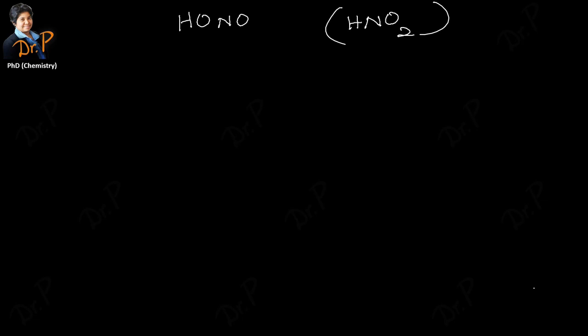First of all, calculate the total number of valence electrons. Nitrogen, 5 valence electrons. Oxygen, 6 valence electrons. You have 2 of them, so that's going to be 12, and then you have a hydrogen, which is a +1. This leads to 18 valence electrons in total.